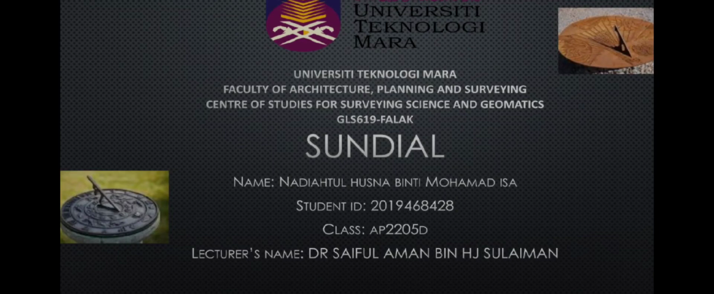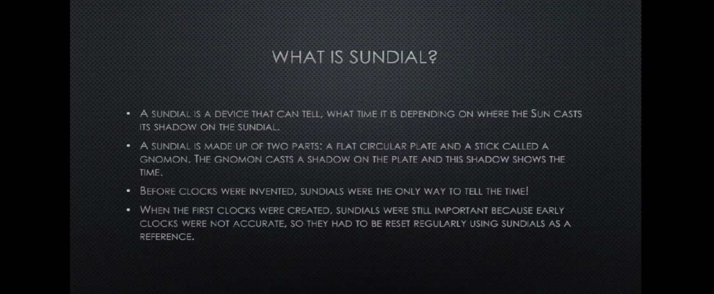We'll explain about sundial. Firstly, we have to know what is sundial. A sundial is a device that can tell what time it is depending on where the sun casts its shadow on the sundial. A sundial is made up of two parts, which is a flat circular plate and a stick called a gnomon. The gnomon casts a shadow on the plate and the shadow shows the time.